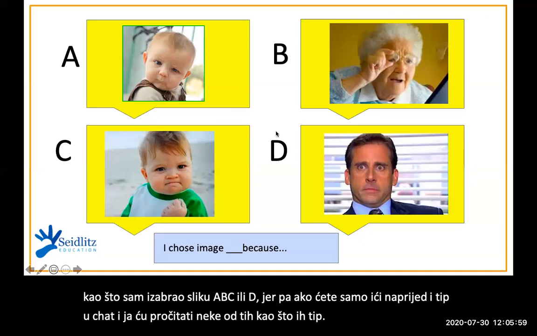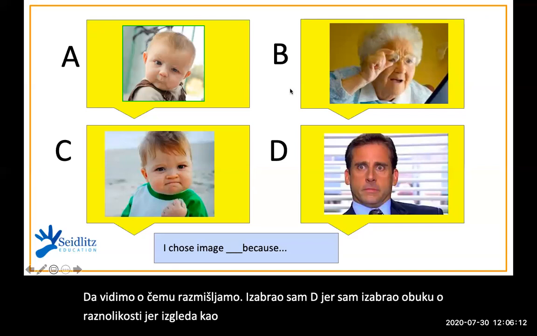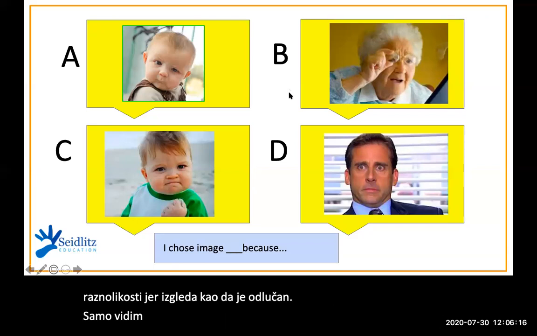Let's see, what are we thinking? I chose D because diversity training. I chose C because it looks like it's determined. I chose C because I'm successful with it. But all these images are white people, so maybe a trick question.